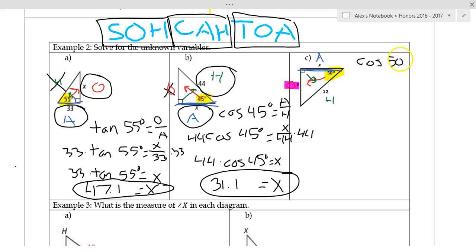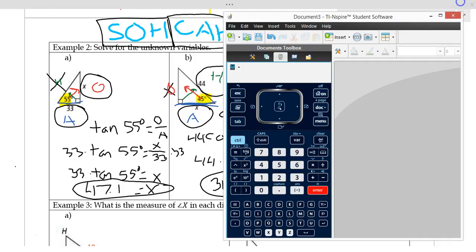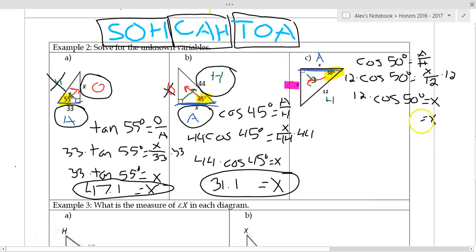The cosine of 50 degrees equals adjacent over hypotenuse. The cosine of 50 degrees equals, my adjacent side is x, my hypotenuse is 12. So with this, I'm going to multiply both sides by 12. So 12 times the cosine of 50 degrees equals x. And I'm going to type that into my calculator. So 12 times, under trig, go over to cosine of 50. And I get 7.7. So x equals 7.7.